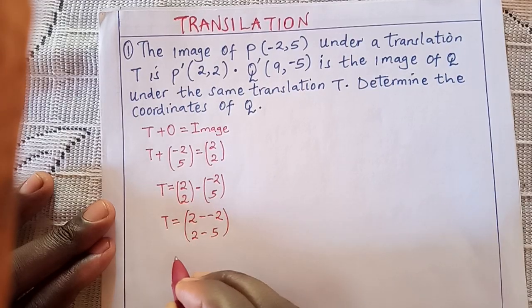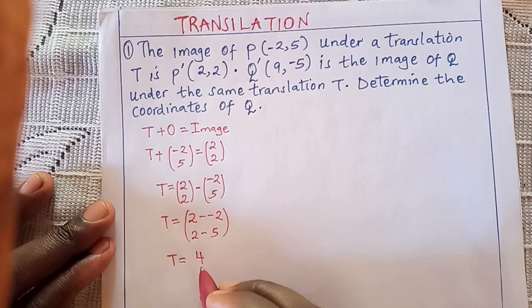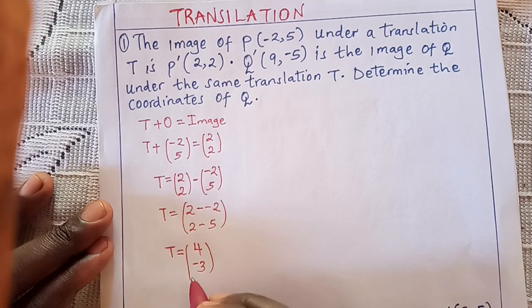Now, the translation is going to be 2 minus minus 2, which gives us positive 4. Then 2 minus 5 gives us negative 3. So this is the translation coordinate that we have.